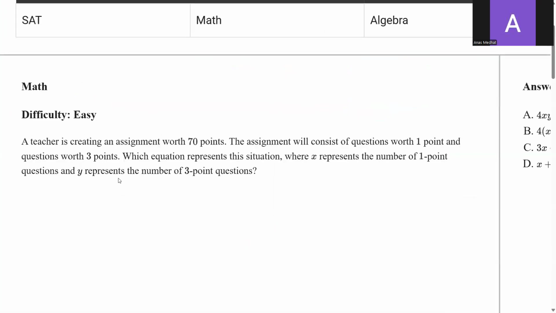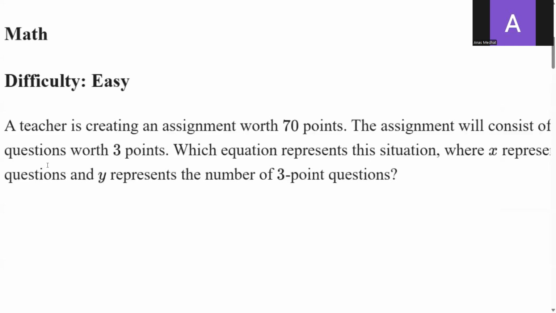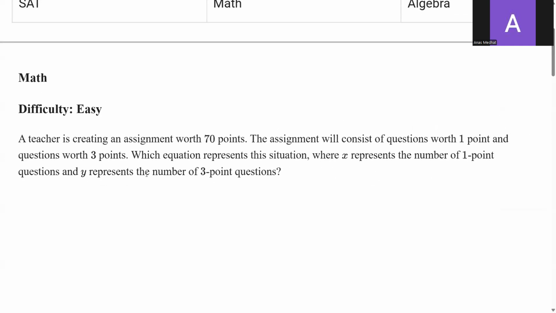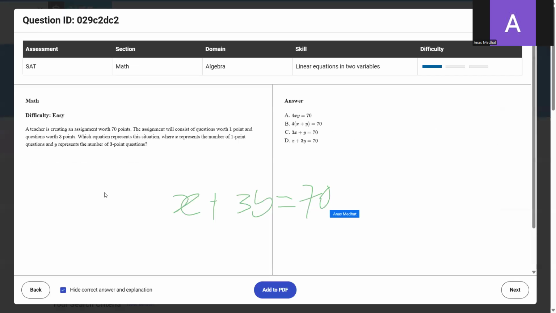A teacher is creating an assignment worth 70 points. The assignment will consist of questions worth 1 point and questions worth 3 points. Which equation represents this situation, where x represents the number of 1-point questions and y represents the number of 3-point questions? It will be x plus 3y equals 70. Answer is D.